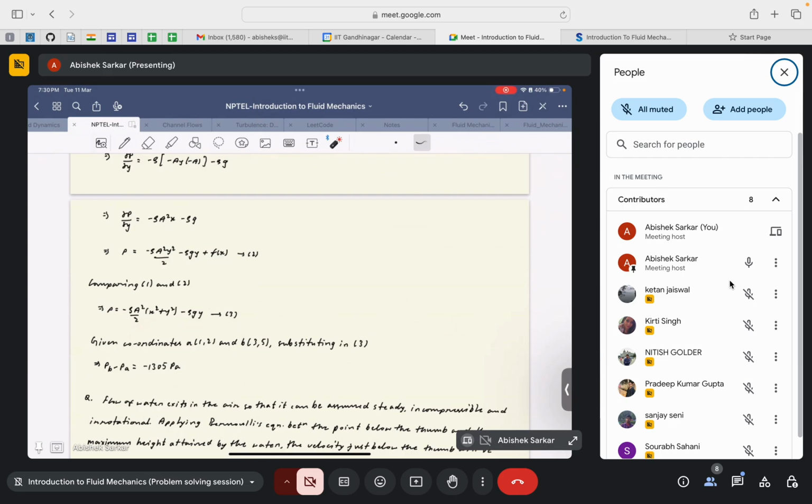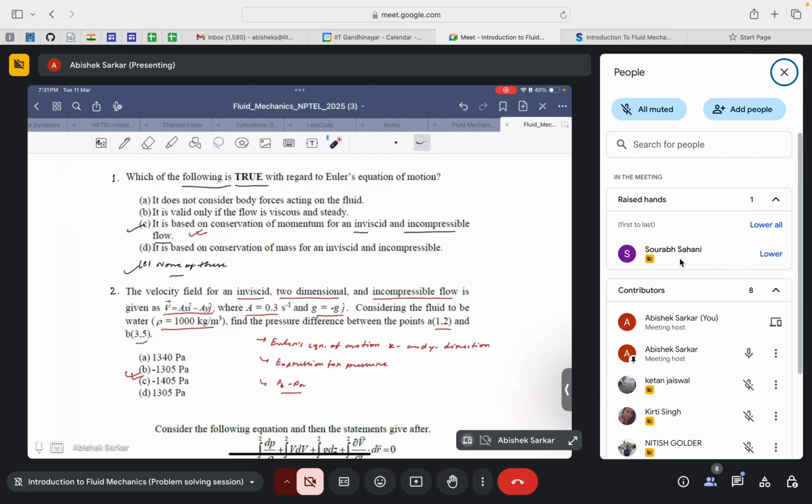Given that A is 1 and 2, B is 3 and 5, rho is 1000, and A is 0.3, if you substitute those values, you will get P_B minus P_A as minus 1305 Pascal. I hope it was clear. So now let us look into the next question.